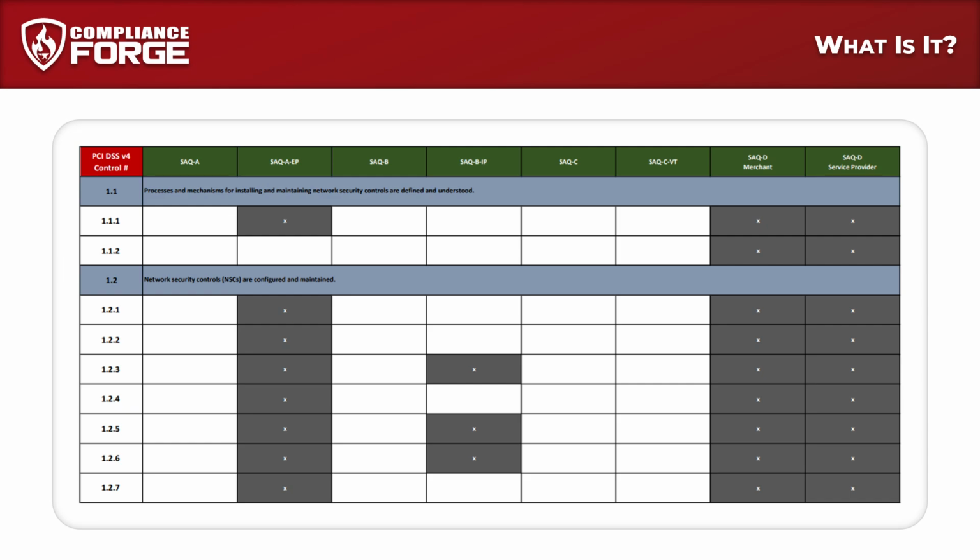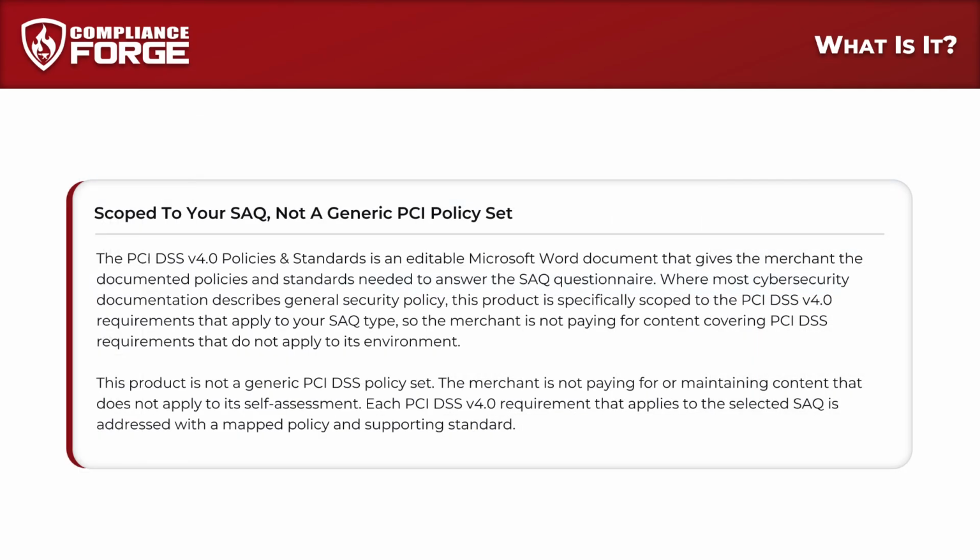On each product page, you can click the matrix for a downloadable PDF that shows the PCI DSS version 4 controls as they apply to the SAQ levels. The product is an editable Microsoft Word document that gives the merchant the documented policies and standards needed to answer the SAQ questionnaire. Where most cybersecurity documentation describes general security policy, this product is specifically scoped to the PCI DSS version 4.0 requirements that apply to your SAQ type.